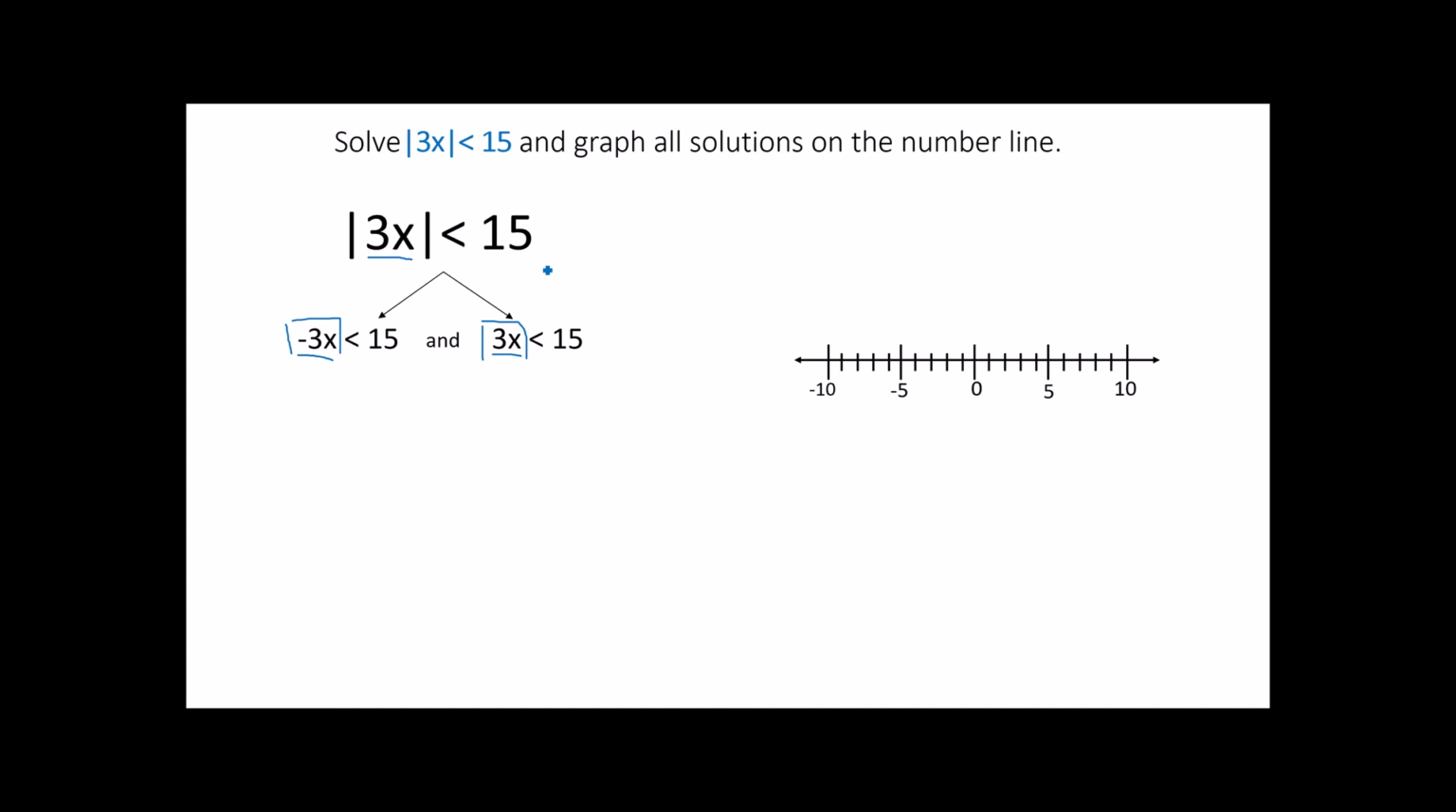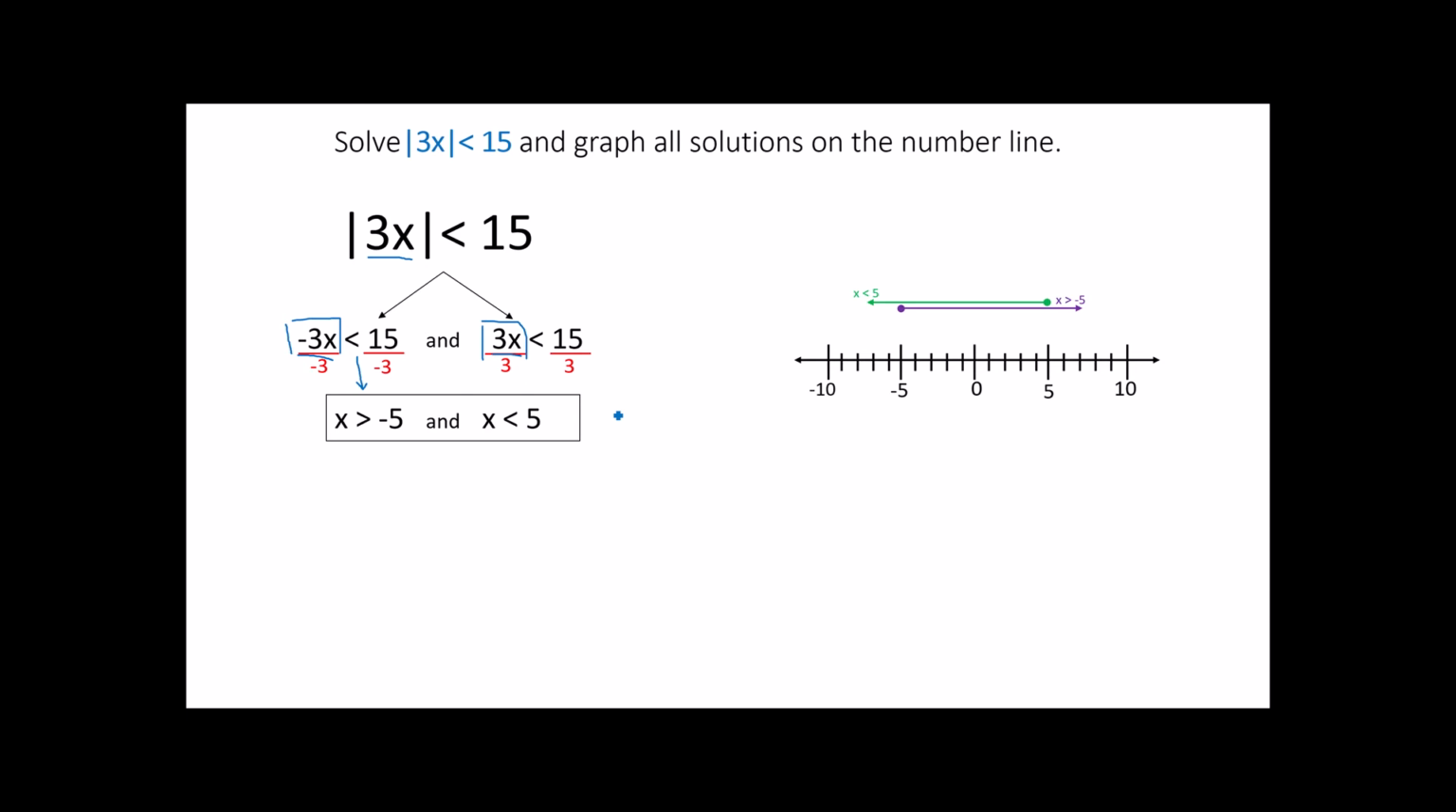Let's go ahead and solve these. To get rid of a times -3, I'm going to divide both sides by -3. To get rid of a times +3, I'm going to divide both sides by +3. When I do that, remember that dividing by a negative is going to cause your inequality symbol to flip and become, instead of less than, a greater than. Notice that 15 divided by -3 is -5. Same thing over here. When I divide both sides by 3, I'm left with x. Since I divided by a positive, the sign does not flip, and 15 divided by 3 is 5.